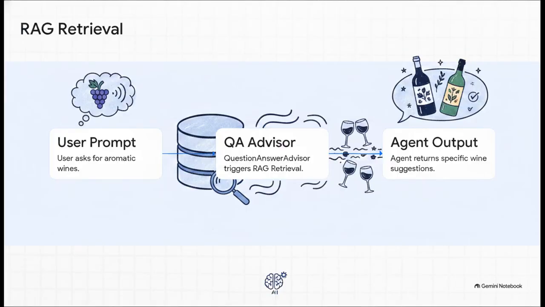Now, to actually use that vector data, we implement a retrieval pattern. But instead of writing all that manual, highly error-prone retriever logic, Spring handles this so gracefully via the question-answer advisor. When a user asks for, say, aromatic wines, the question-answer advisor automatically intercepts the prompt, queries the vector store, and then seamlessly injects the relevant context before the LLM even sees it. It ensures the model returns highly specific floral and savory wine suggestions grounded entirely in our custom dataset. This effectively eliminates the risk of the model hallucinating a vintage that simply doesn't exist.